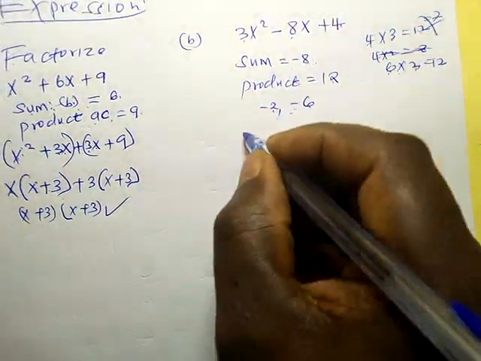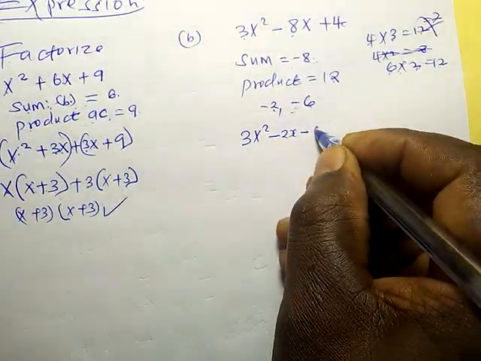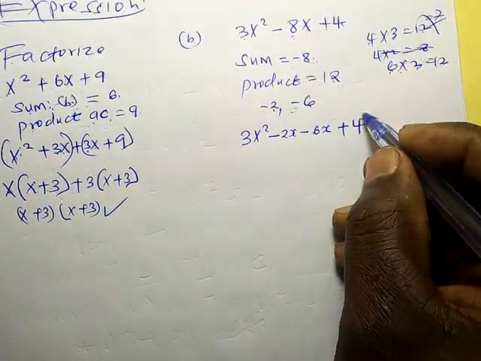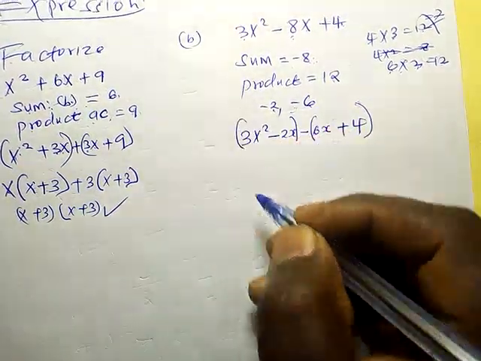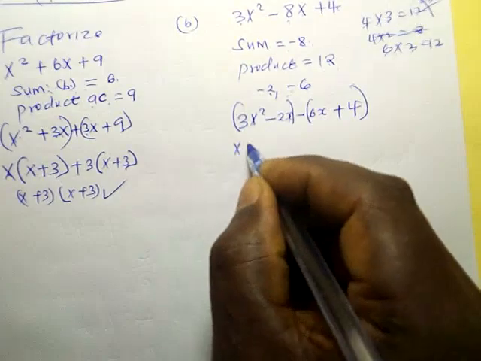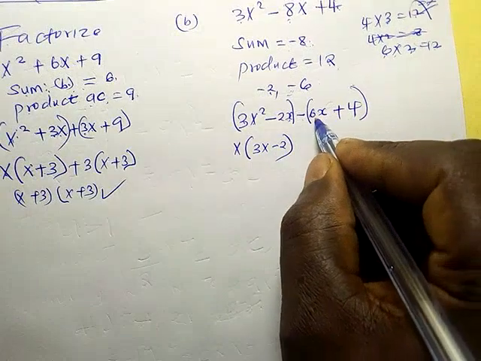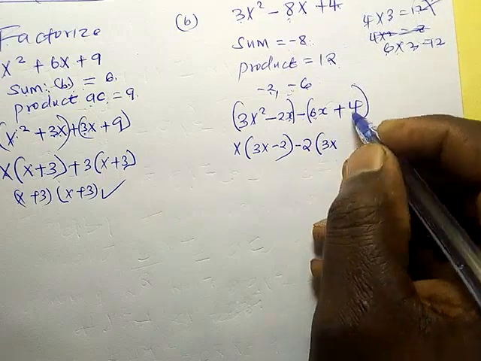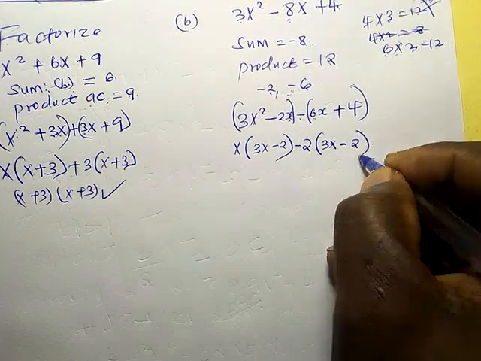Now we replace it there. 3x squared minus 2x minus 6x, which must give us negative 8, plus 4. After that, group them into 2 like that. Then let us check for the common factor. The common factor here is x, into 3x minus 2. The common factor inside here is 2, so negative 2 into 3x. A negative times a negative is positive, so it's going to be negative 2. Close the bracket.